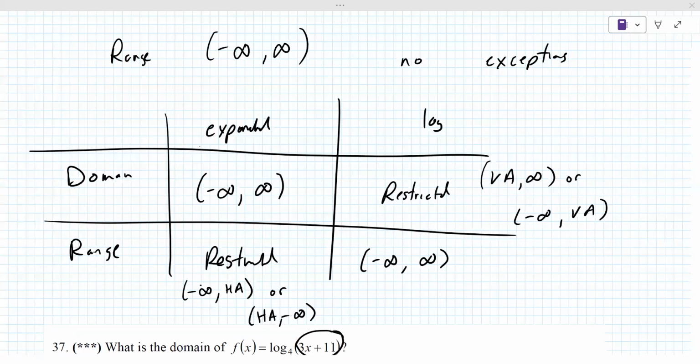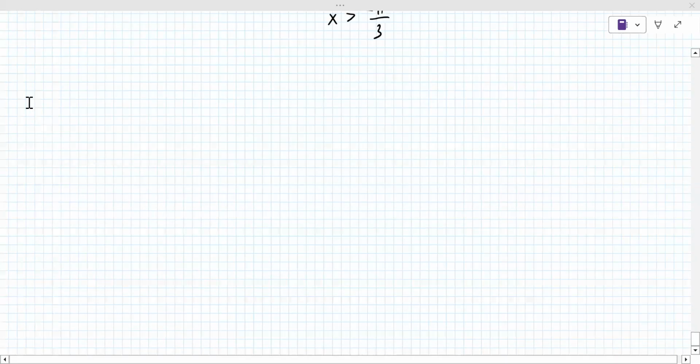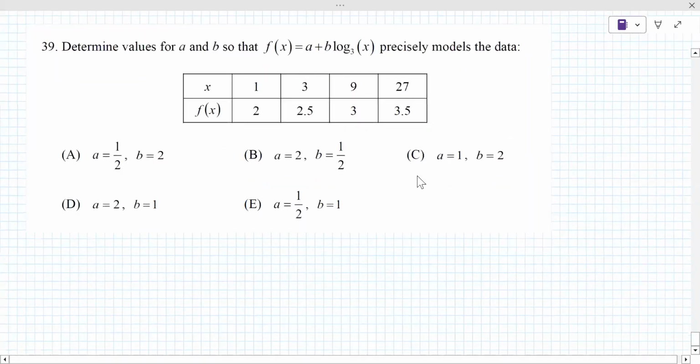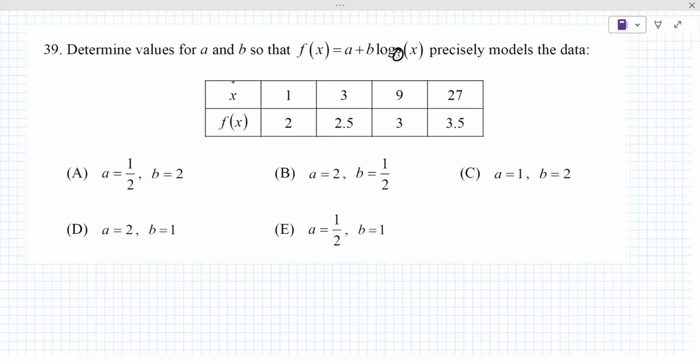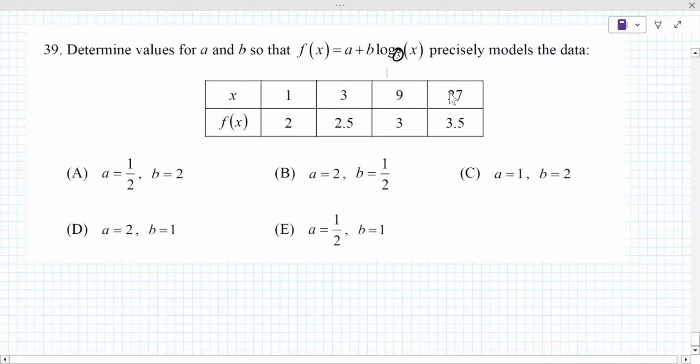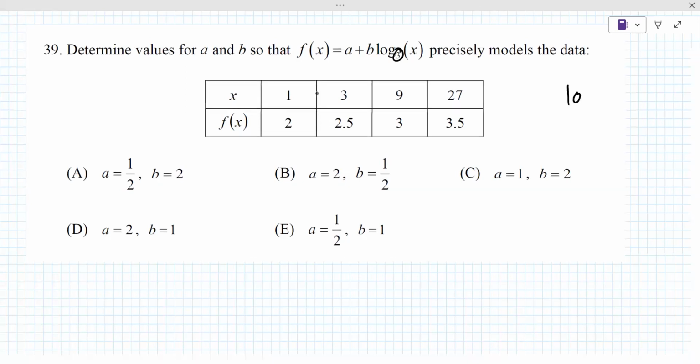Okay. Determine the values for A and B so that A plus B log 3x precisely models the data shown. All right. So again, we kind of just have to use some values here. Because it's base 3, you generally would think to use multiples of 3, but log base b of 1 is always 0. So you really do want to start with this value right there.